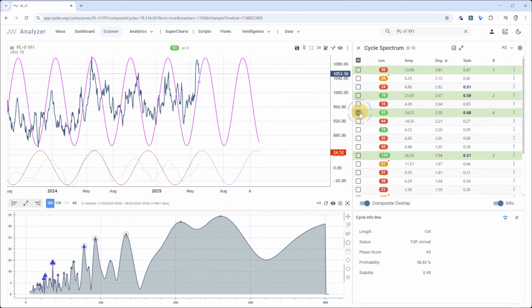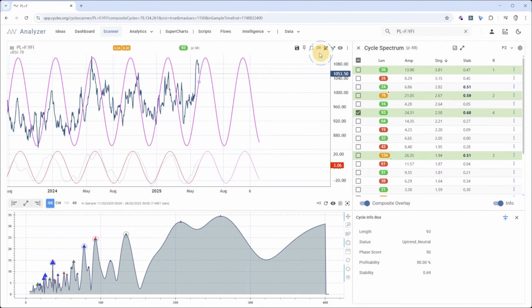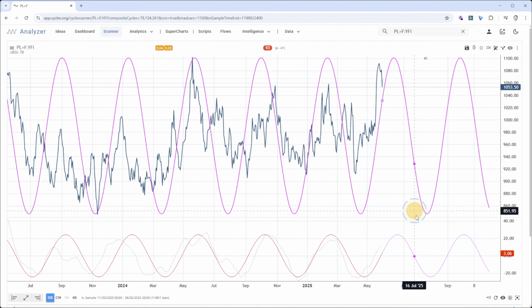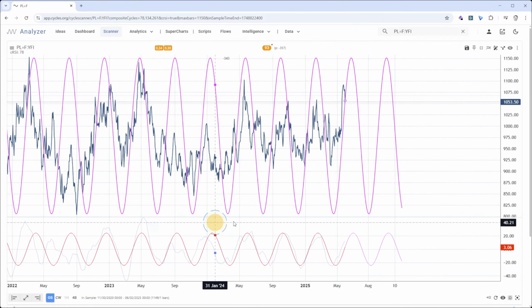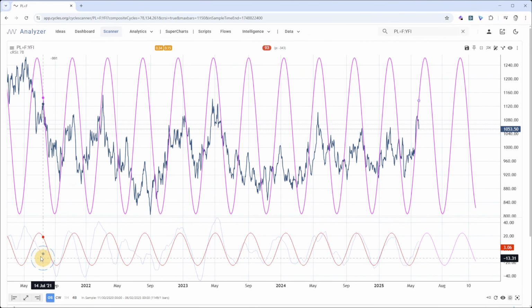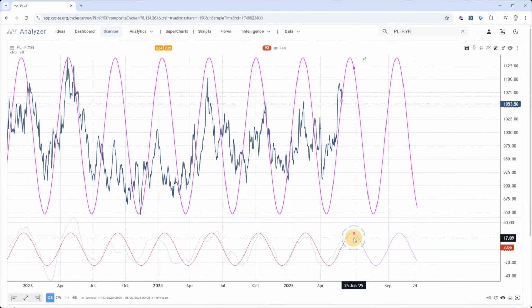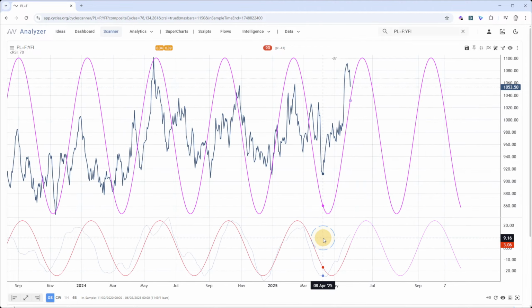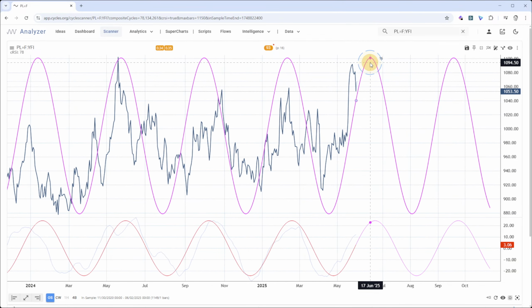Let's also use the 93-day cycle, also with this stability scoring. Let's zoom in here. So here even the stability is looking much better than the 134-day cycle. So not perfect in the past, but if we see the 1, 2, 3, 4, 5, 6, 7 repetitions of that cycle, they are almost perfect. Yeah, so that cycle on its own, so the 93-day cycle is close to topping.